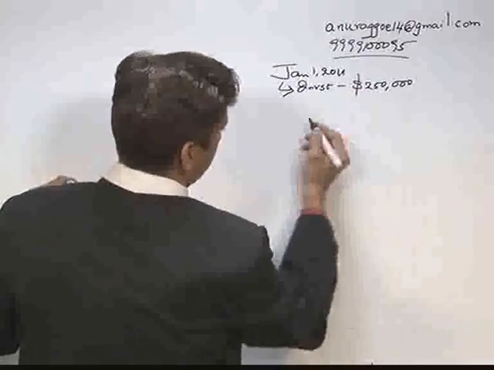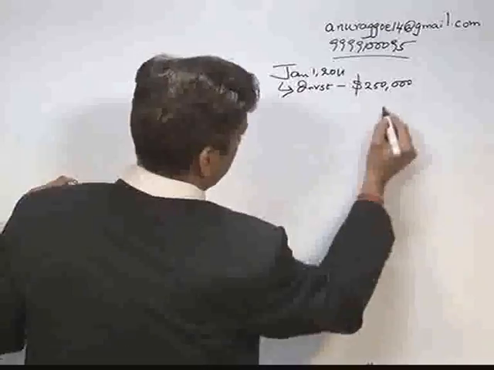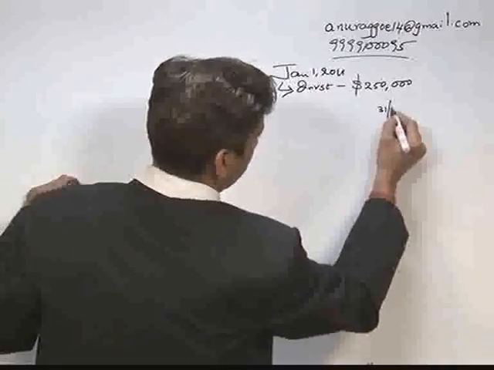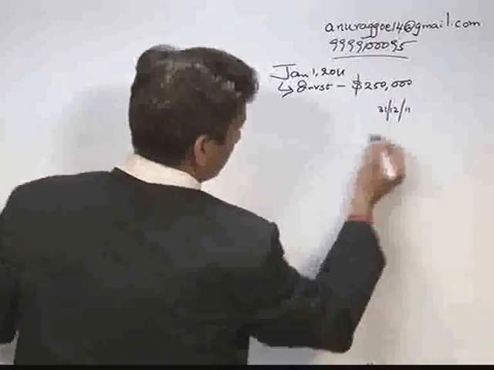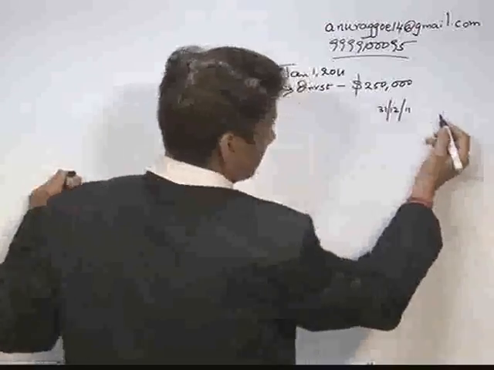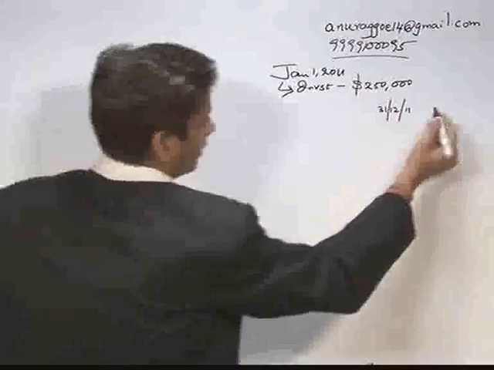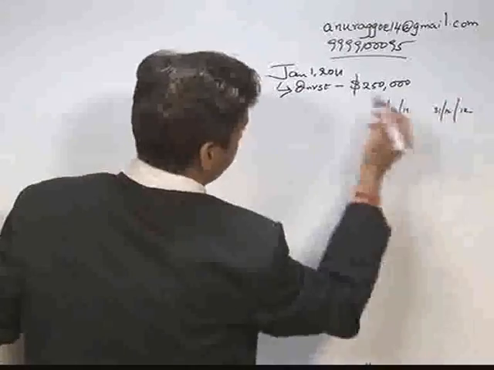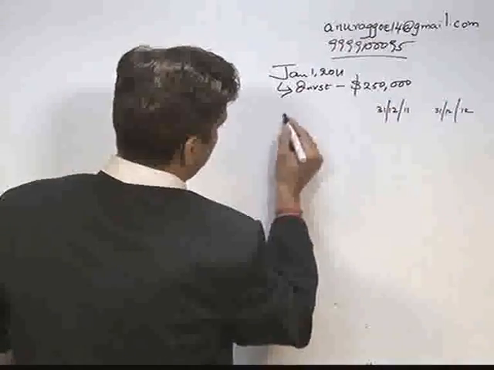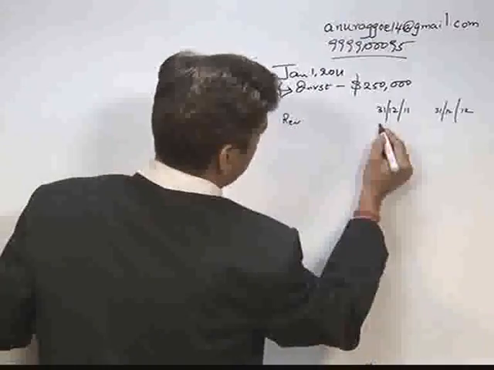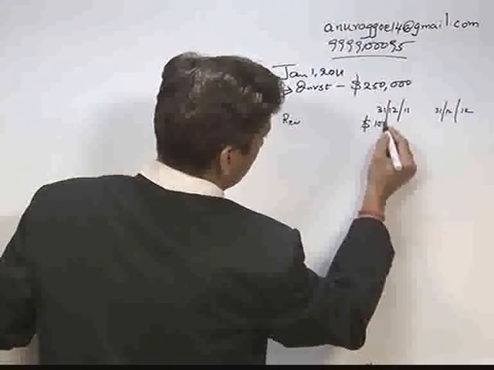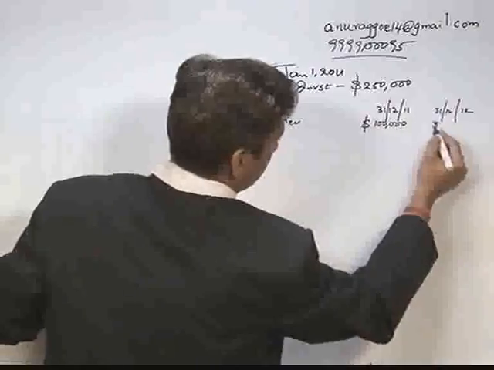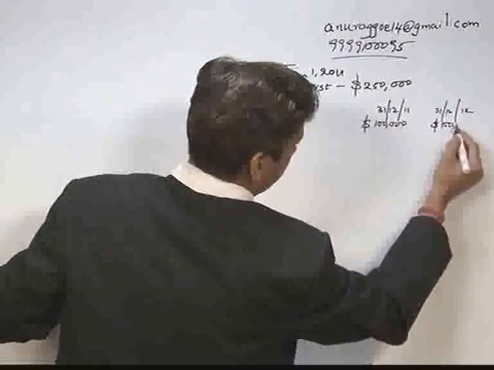I do a projection of what will be my sales for the year, so I come to 31st December 2011. For sake of simplicity we will just take 2 years into account. Then 31st December 2012. I am expecting a revenue of say $1 lakh, 50,000.